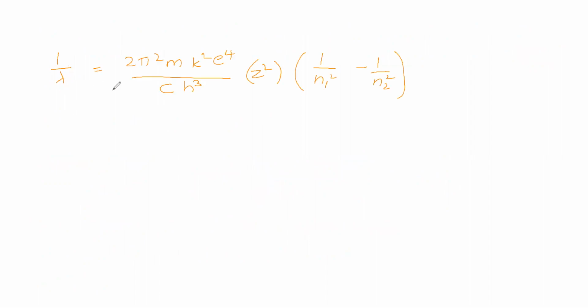Okay, so 1 by lambda is equal to 2 pi square m k square e power 4 by ch cube into z square into 1 by n1 square minus 1 by n2 square. In this case, 2 is constant, pi is constant, m is the mass of electron, constant, k is called the proportionality constant, e is called the magnitude of charge of electron, c is called the velocity of light in vacuum, h is called Planck's constant. That means this term is completely constant.